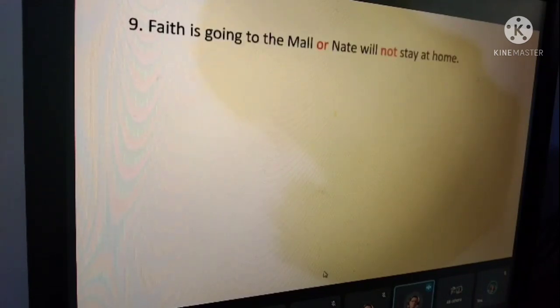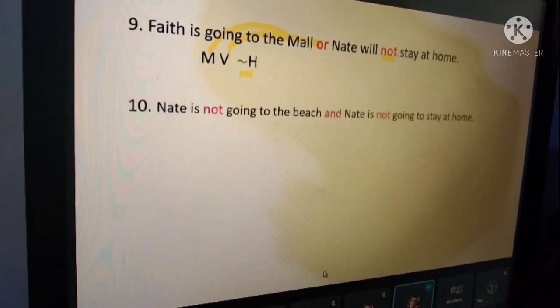Number 10: Faith is going to the mall or Nate will not stay at home. Faith is going to the mall is M, then or, then Nate will stay at home, which we negated with not, so it becomes not H. Next: Nate is not going to the beach and Nate is not going to stay at home. Here we have not going to the beach and not going.